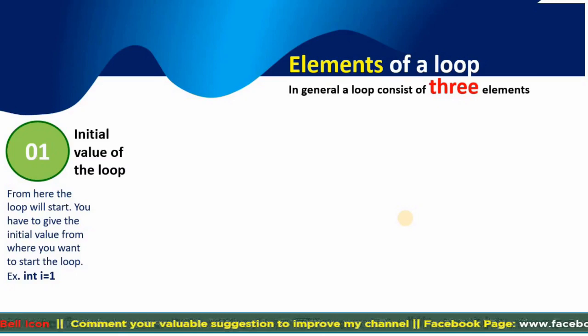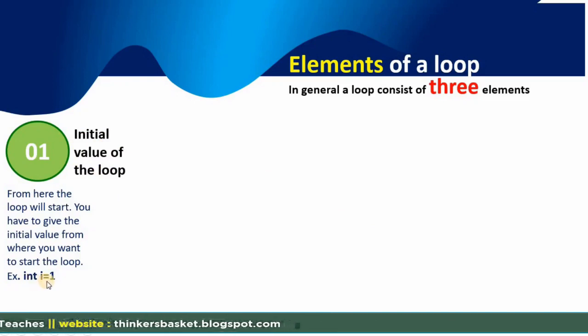You can put any initial value. In this case I'm taking it as 1. So 1 is my initial value from where I will start my journey, and my journey will end at 100. If you notice over here, the first element is the initial value of the loop, and the value that I have put in the example is int i = 1.